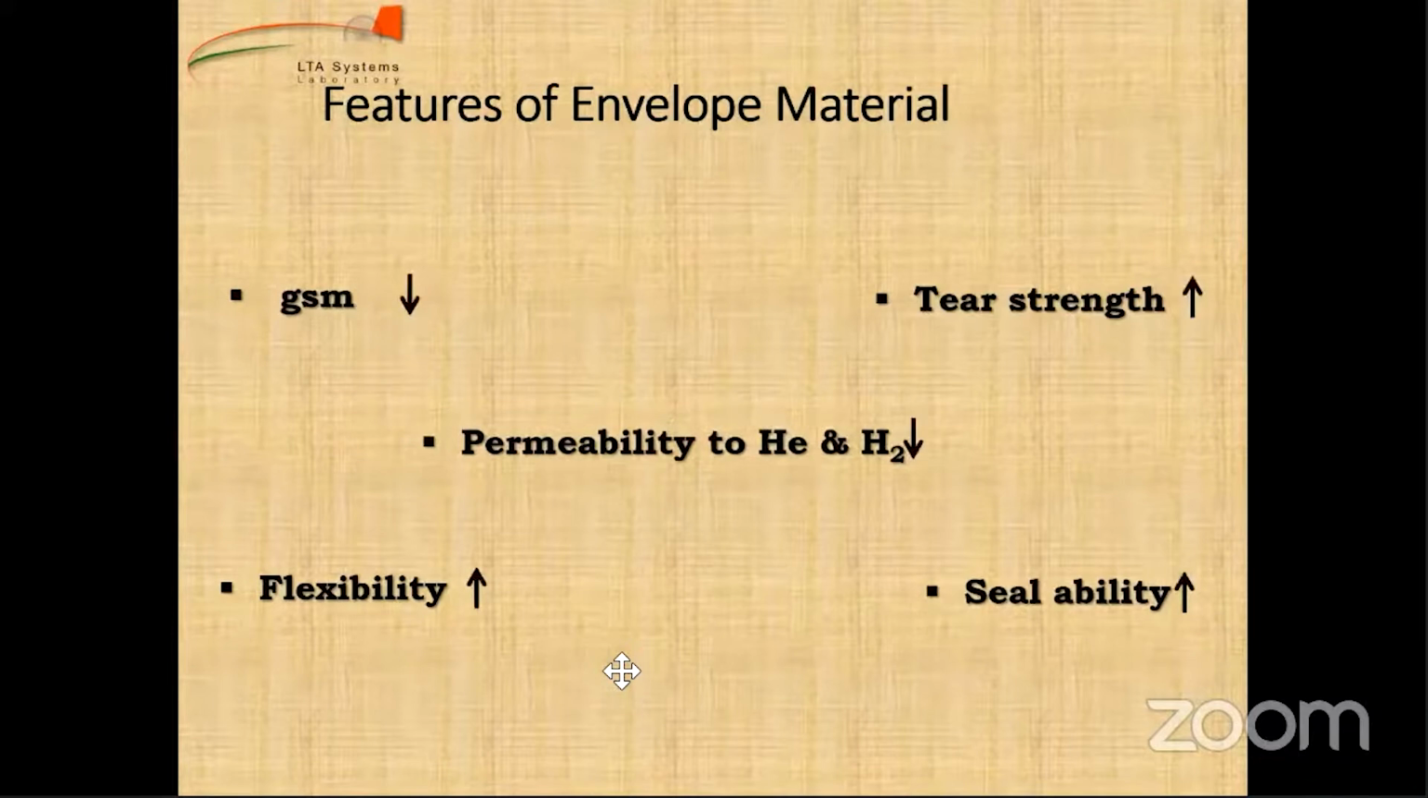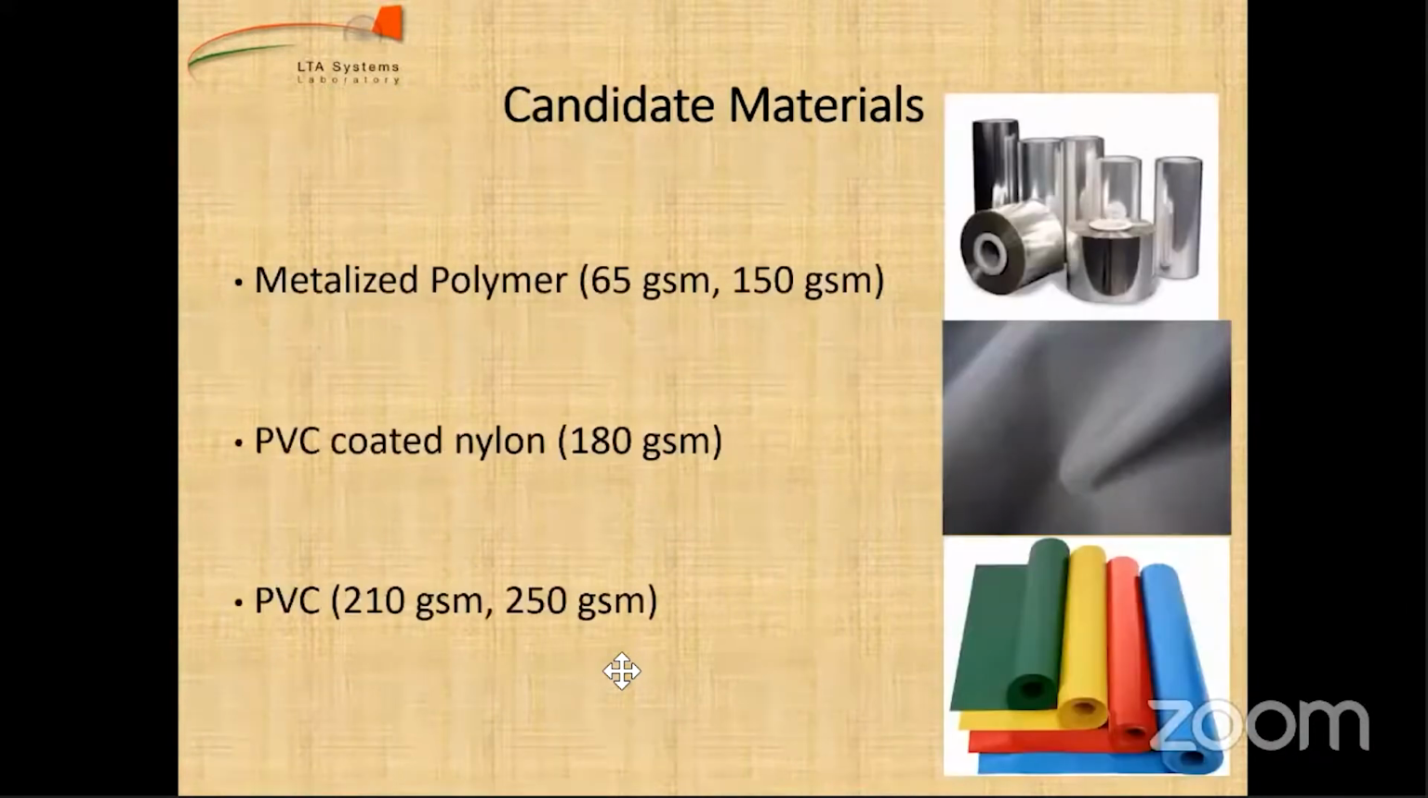Of course, high tear strength. So we look at these following features: lower GSM, higher tear strength, lower permeability, higher flexibility, and higher sealability. These are the 5 features we look at when deciding an envelope material. There are many materials out of which we can make envelopes or airships.